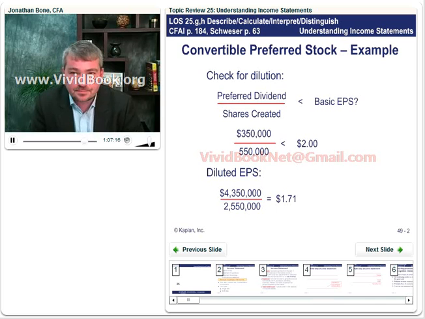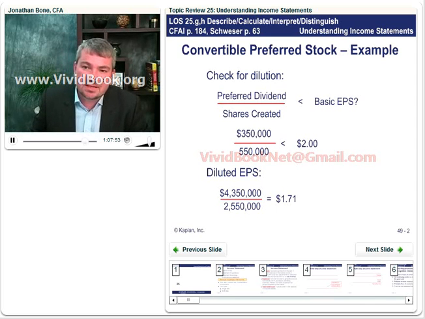$1.71. Now, in class, normally at this point, someone will say, why did I bother checking for dilution? I can see that $1.71 is clearly lower than $2. It must have been dilutive. Yes, but we've only got one dilutive security in this example. Imagine a question in the exam when you've got a number of potentially dilutive securities. If you jump to the end calculation, it may be lower than basic EPS, but you could accidentally include an anti-dilutive security. So you do need to go through the process of checking each dilutive security against basic EPS if you have more than one dilutive security or potentially a dilutive security in the exam.